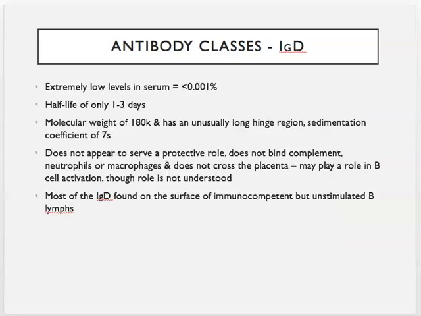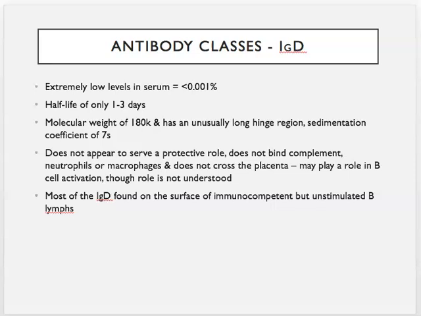Okay, IgD is present in very low levels in serum, less than 0.001%. It only has a half-life of about 1 to 3 days. Molecular weight of 180,000. It has a really long hinge region. Sedimentation coefficient of 7S. It really doesn't appear to serve any type of protective role. It doesn't bind complement, neutrophils, or macrophages. It does not cross the placenta. It might play a role in B cell activation, but they don't really know.